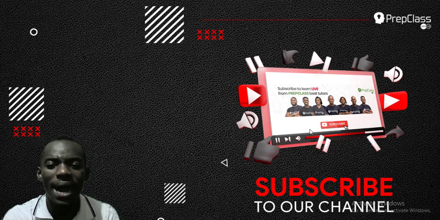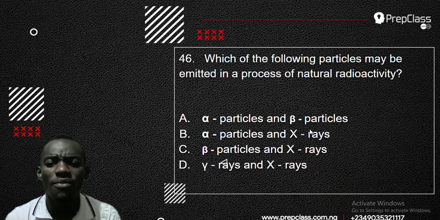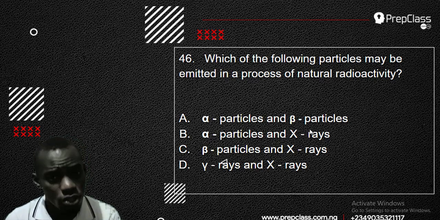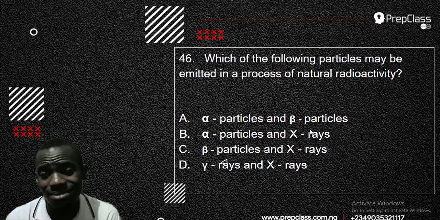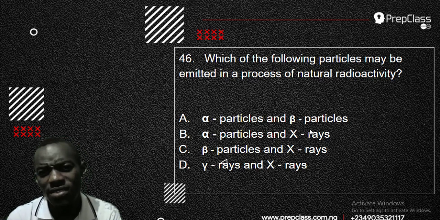Now let's take number 46. Which of the following particles may be emitted in a process of natural radioactivity? Now, when we talk about radioactivity, what particles are emitted? Do you have any idea? Natural radioactivity. Now, is it alpha particle, or beta, or alpha and X-ray, or beta and X-ray, or gamma and X-ray? What do you think might be the answer?